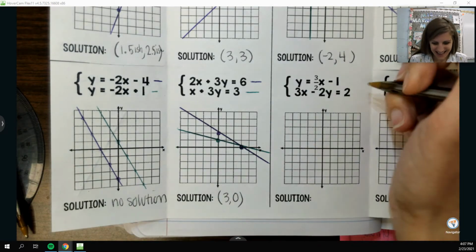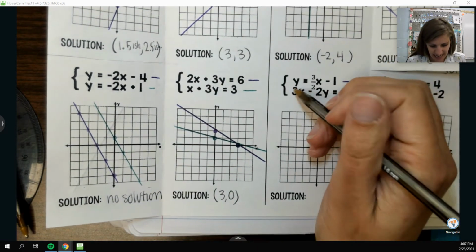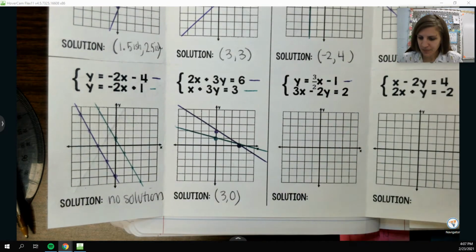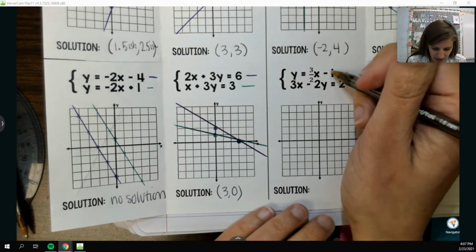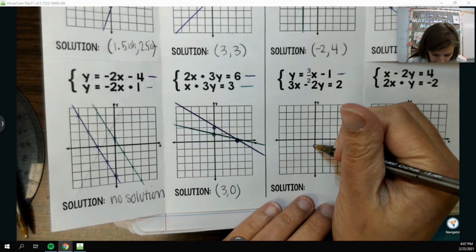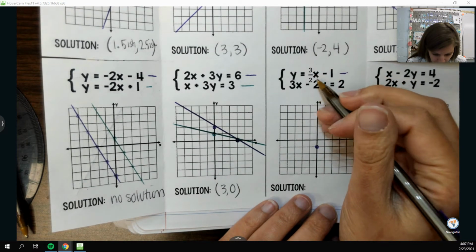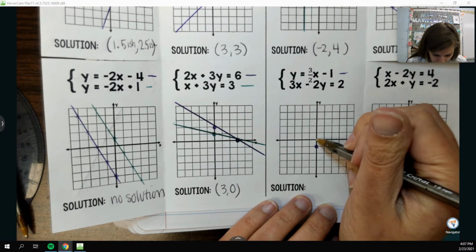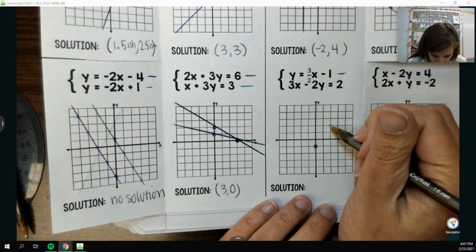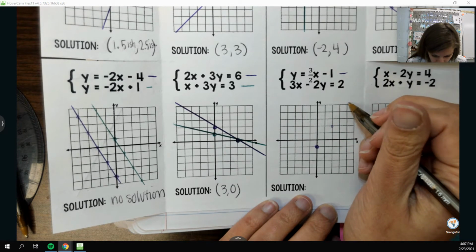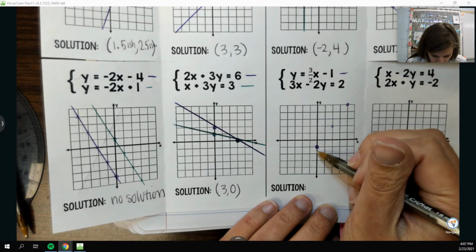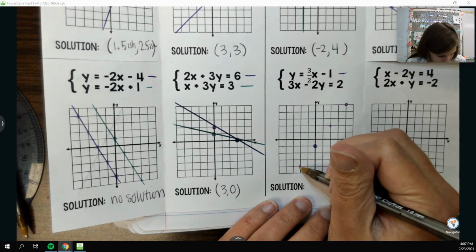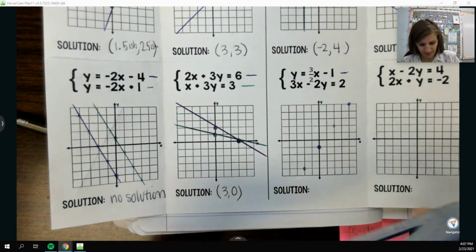Okay, on to the next. This line is in y equals mx plus b. So I would plot my y-intercept at negative 1 and then do my slope of up 3 over 2. So up 1, 2, 3 over 1, 2. Up 1, 2, 3, over 1, 2. Or down 1, 2, 3, back 2 to get that cute little line.